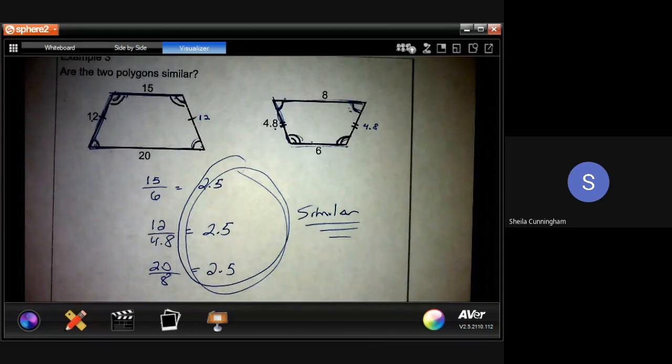And that is your lesson on similar polygons. So now you can go ahead and work on some of the practice.